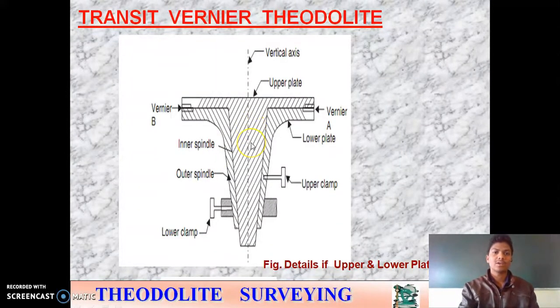And this is the cross-sectional view of a transit vernier theodolite. This is the upper plate, this is the vernier, this is the vertical axis, this is the upper clamp, and this is the lower plate.